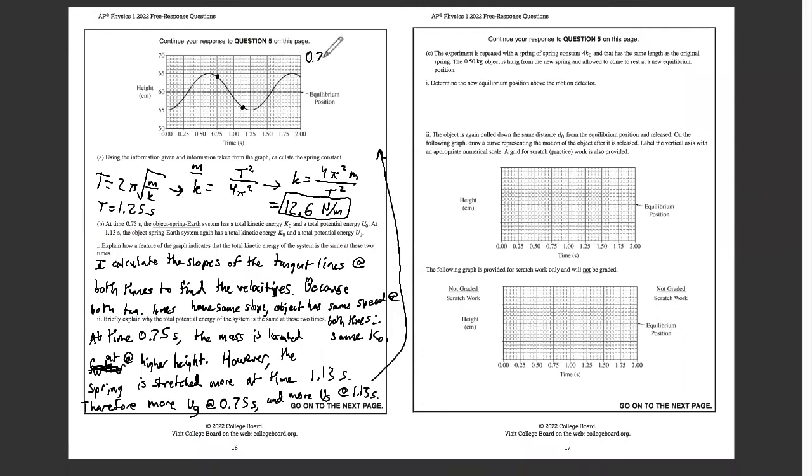So at 0.75 seconds, gravitational potential energy is mgh, which is going to be 0.5 times 10 for g, and then the height looks to be approximately 0.64. Meanwhile, the spring potential energy, which is 1/2 kx squared, is going to be 1/2 times 12.6 times, and that's actually going to be 1 minus 0.64, right? That's the displacement from the equilibrium. So that's going to give us 0.36 squared.